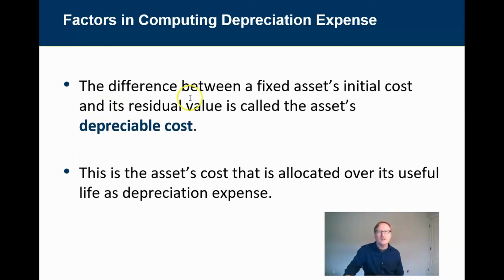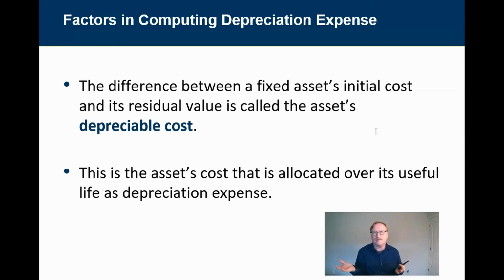The difference between a fixed asset's initial cost and its residual value is the depreciable cost. This is what we're going to talk about when we ask, how are we going to depreciate this asset? What is the cost going to be? Well, the depreciable cost is the initial cost, which includes all of that stuff we talked about before: putting it in service, the delivery, the installation, any of those things. All of those costs minus what it's worth when we're finished with it. That's the depreciable cost.